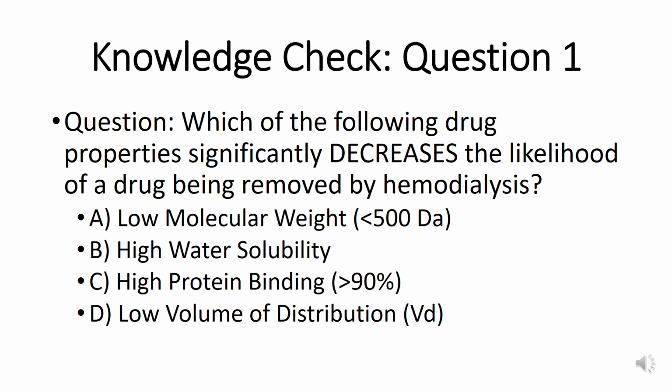So the key takeaway is simple. High protein binding acts like a protective shield, preventing many drug molecules from crossing the dialysis membrane. That is why option C is the correct answer.